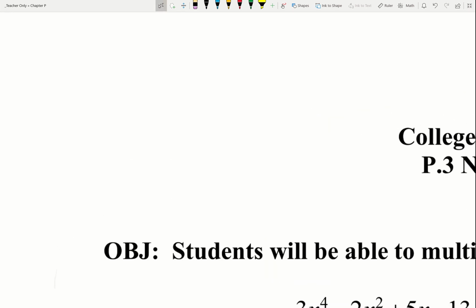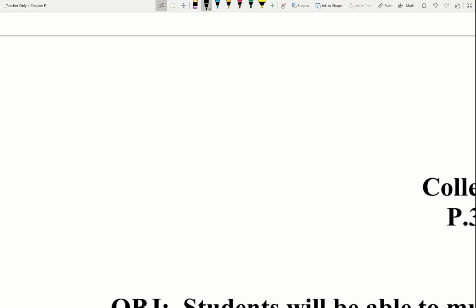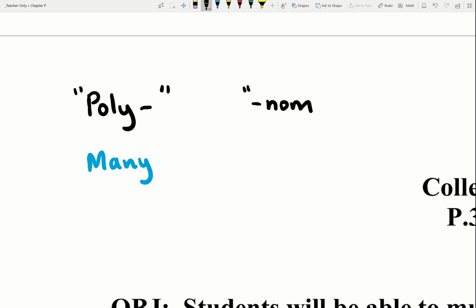So first, before we get started, I want to examine the actual word polynomials. The beginning of the word, poly, is something that of course means many. So when you say that you have a polynomial, you have many of something. What do we have many of? Well, we have many nomials, and nomials are a fancy word for terms. So when you say you have polynomials, you're mentioning that you have something with many terms.